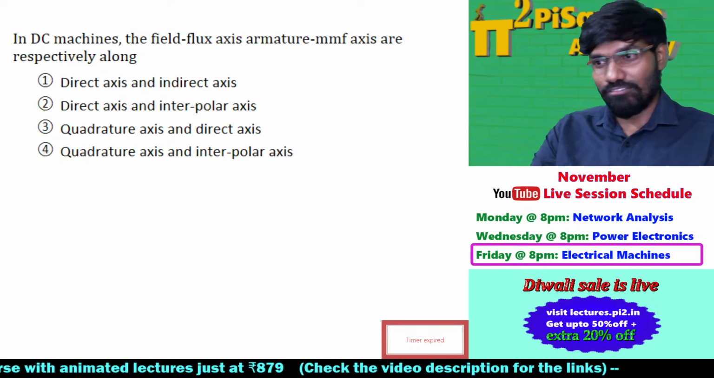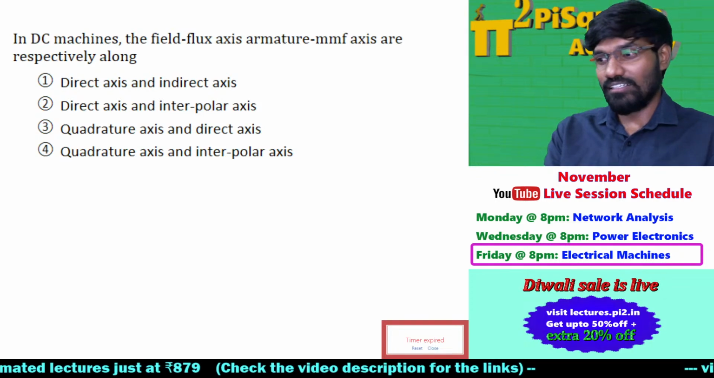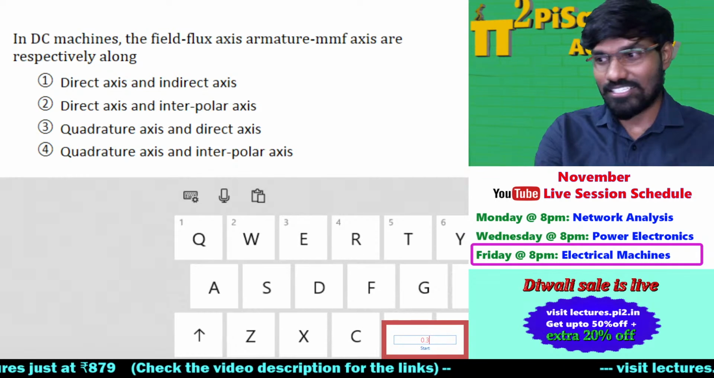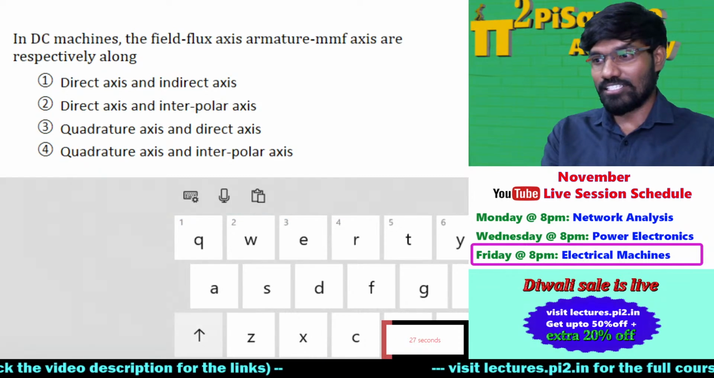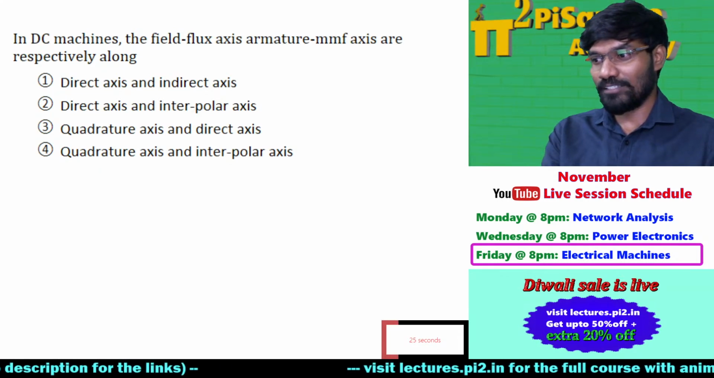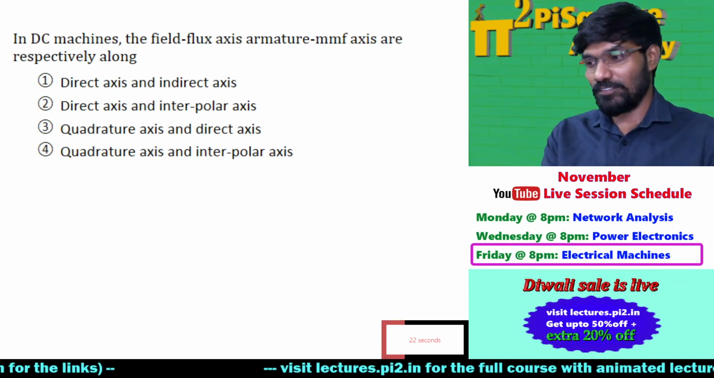This is field flux, armature flux respectively. I think for this 30 seconds is good enough to answer this question.